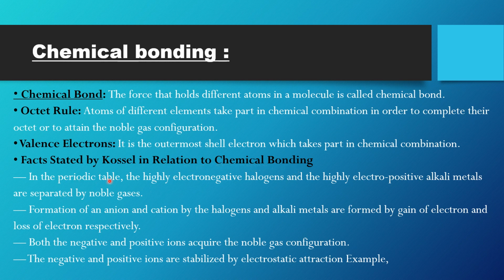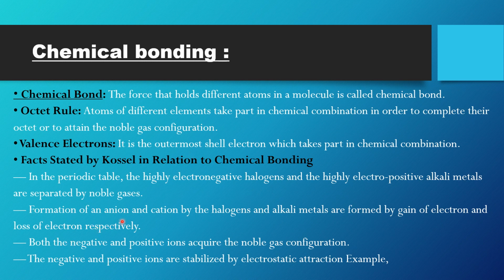Next, the facts stated by Kossel in relation to chemical bonding. He said that in the periodic table, the highly electronegative halogens, we know the halogens, right? Fluorine, chlorine, bromine, iodine. And the highly electropositive alkali metals are separated by the noble gases.